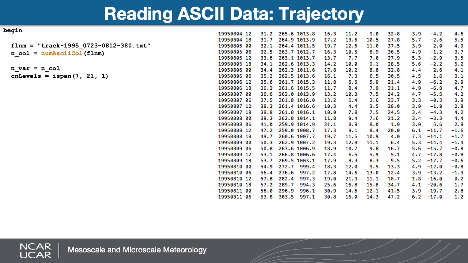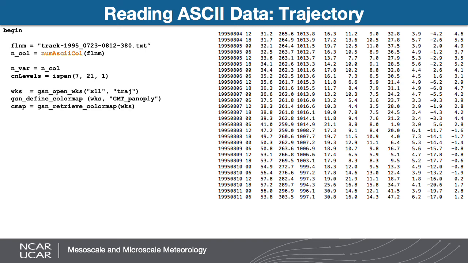One function that's really valuable if you don't know specifically how many columns there are is numAsciiCol of the file name, and it'll tell you how many columns there are. Next, we're going to say that the number of variables is equal to the number of columns. Then we're also going to set our contour levels using the function ispan, between 7 and 21 every 1. We're plotting wind here of the storm, so every 1 knot or meters per second.